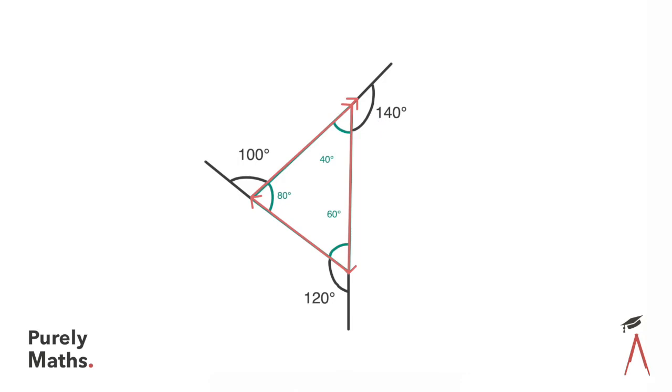If we look at the actual angles that we calculated before, so 140, 100 and 120, if we were to add these together, you'd see that we get 360 degrees.